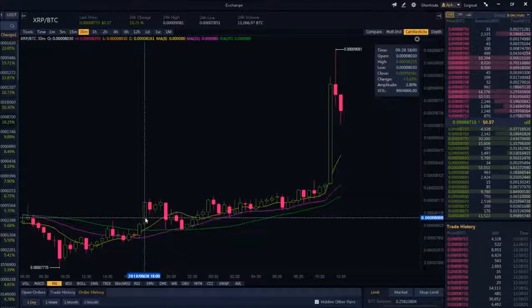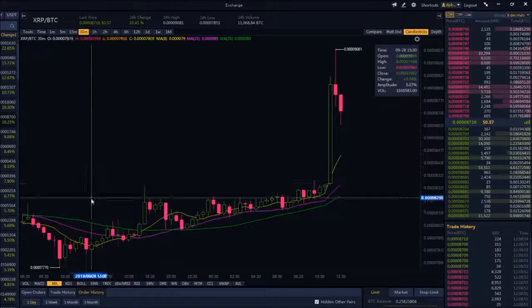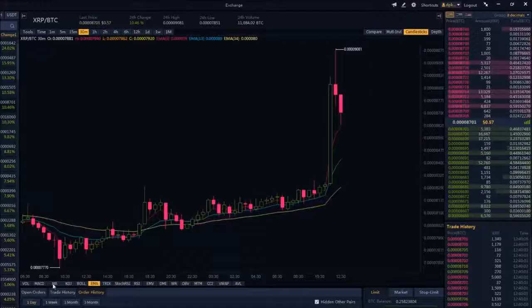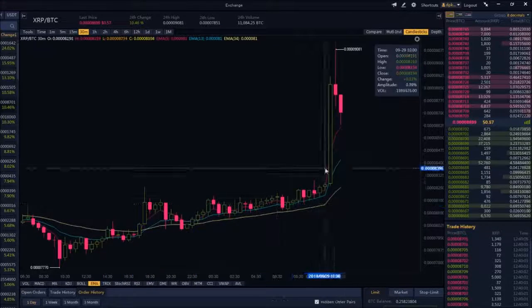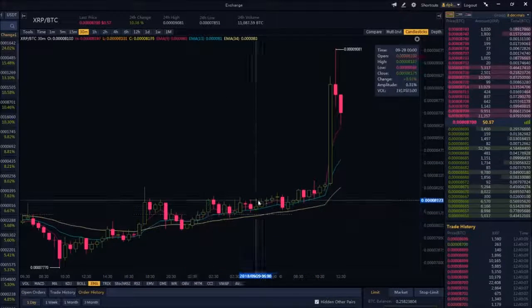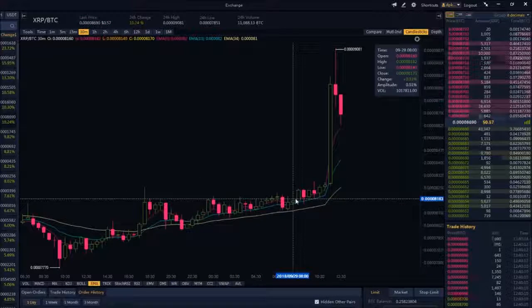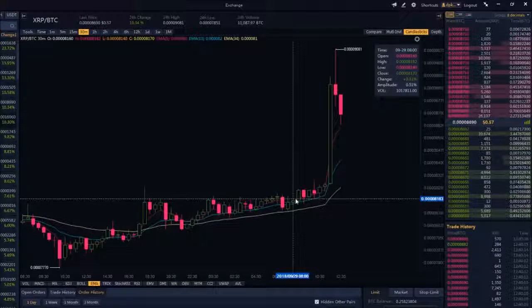So that's a brief description of what the moving average indicator is. So next we have the exponential moving average. I'll just get rid of the moving average indicator, and you can see that this is doing something very similar to what the moving average indicators were doing. And all this is, it's exactly the same as the moving average, but it's more accurate.